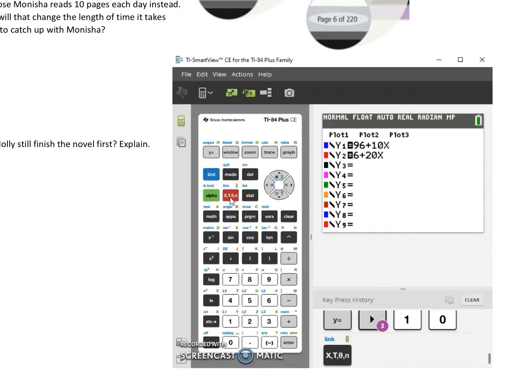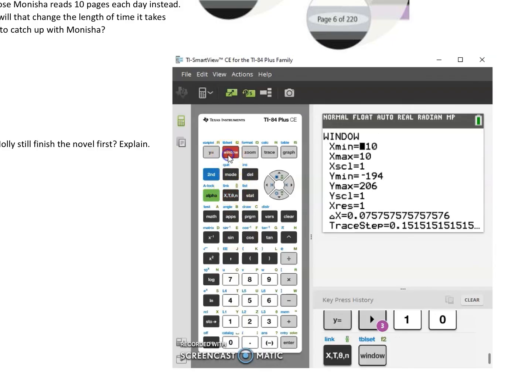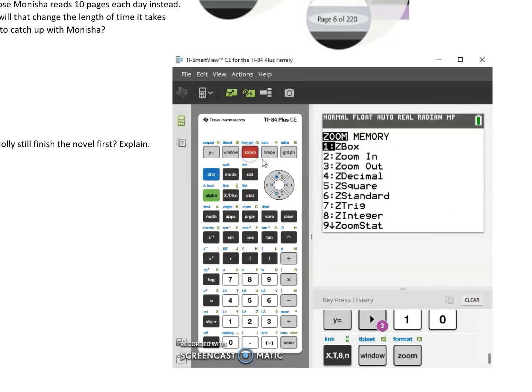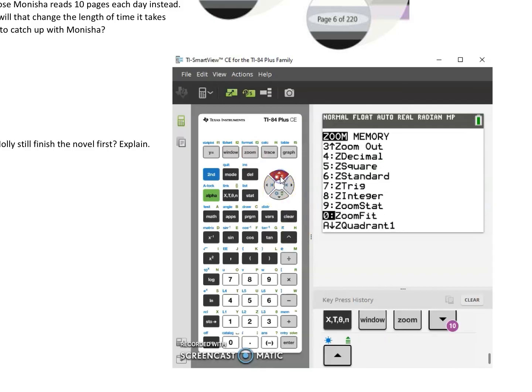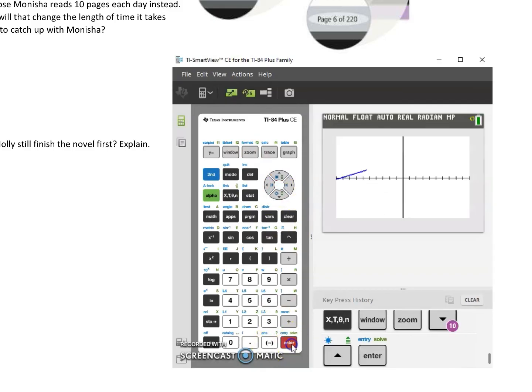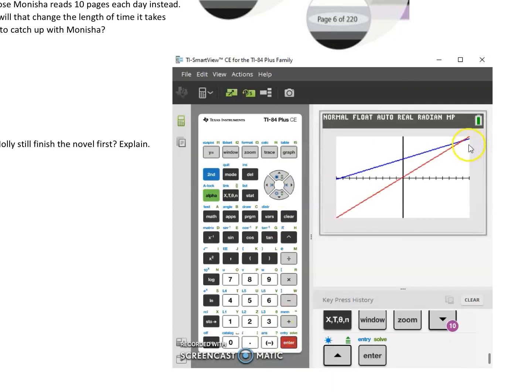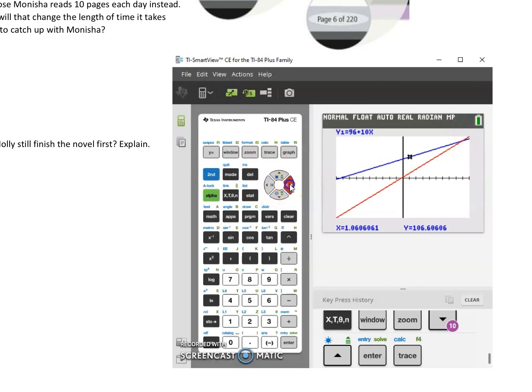I need an X, and now I'm going to hit window, not window, zoom. I'm going to arrow down to zoom fit and hope that that gives me a good graph to see the new intersection. So it's over here a little bit, so that's okay. We can still see it's intersecting here. Let's go ahead and trace and see where that intersection is.